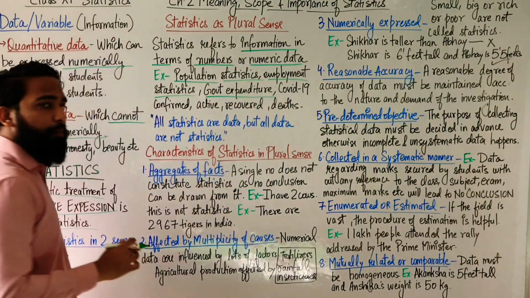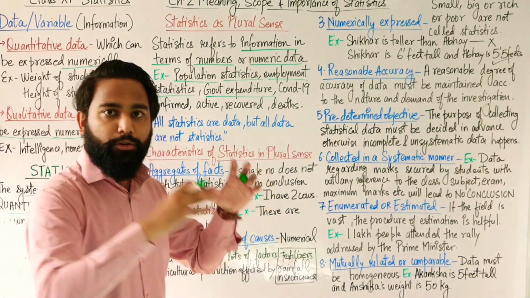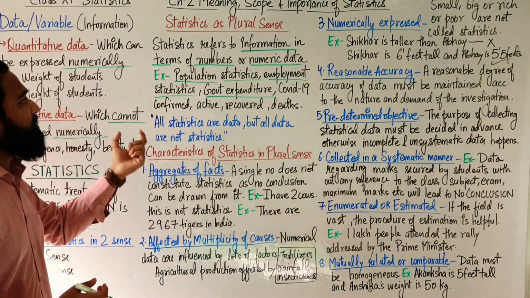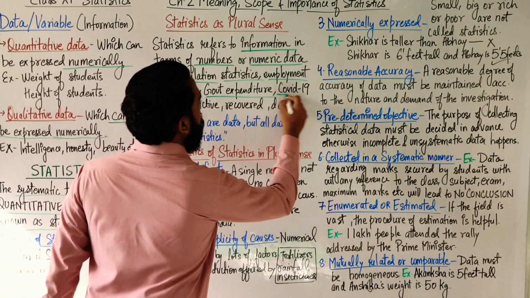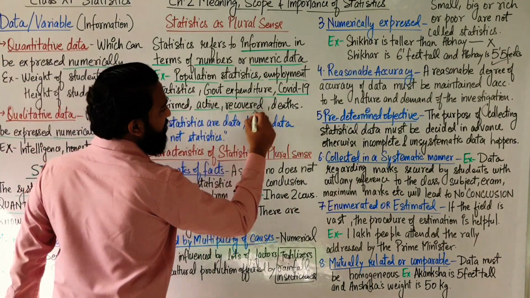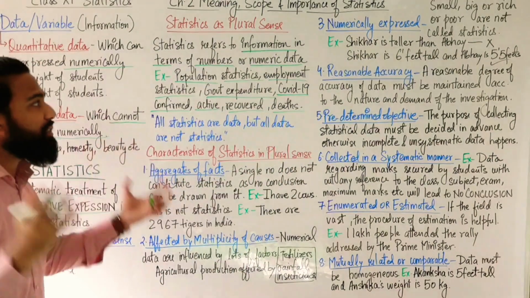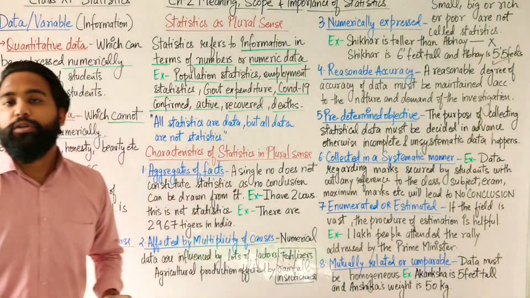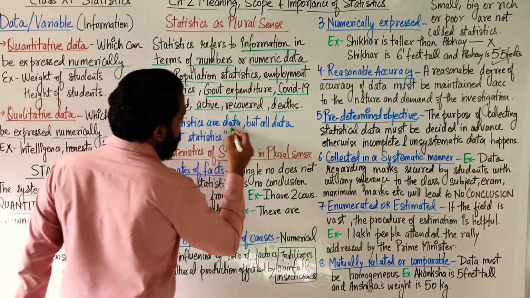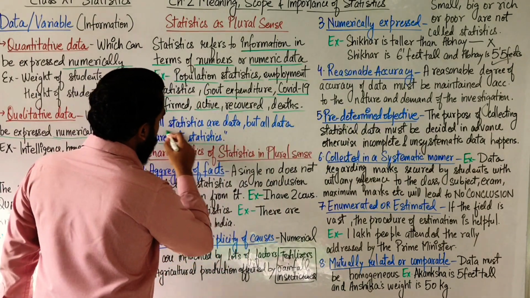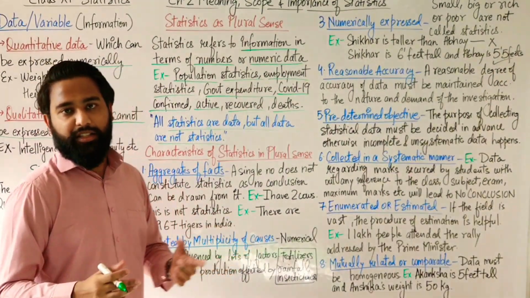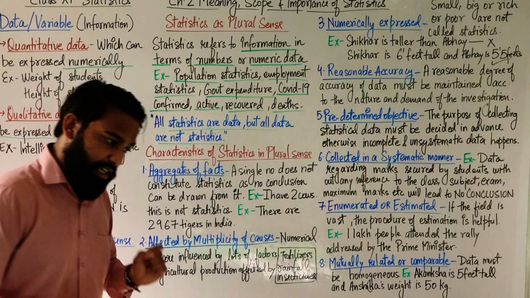Government expenditure, how much government is going to spend. All those data, that budget, that is government expenditure. This is also an example of statistics as plural sense. You must have heard in the news, COVID-19 confirmed, active cases, recovered cases, total deaths. All such stuff is statistics as plural sense. Now, there is one quote: all statistics are data, but all data are not statistics.